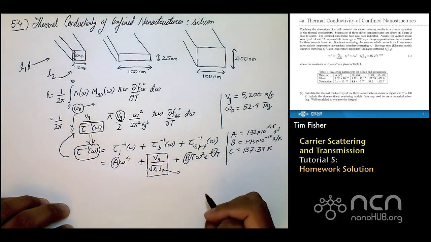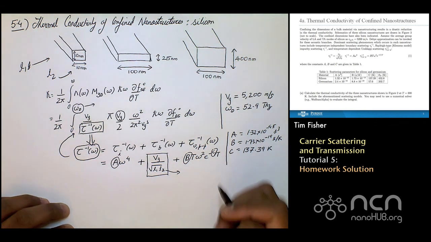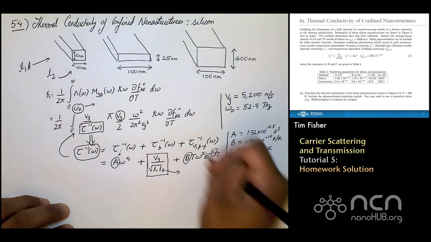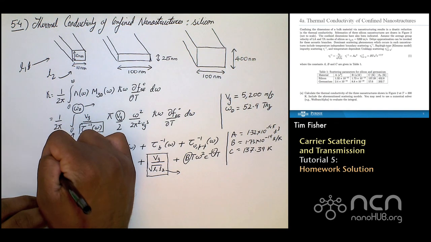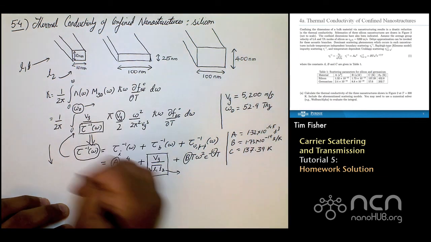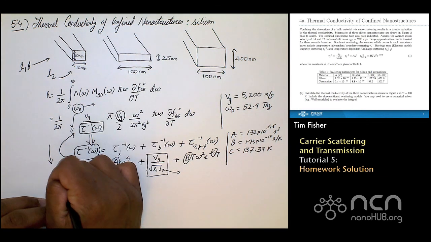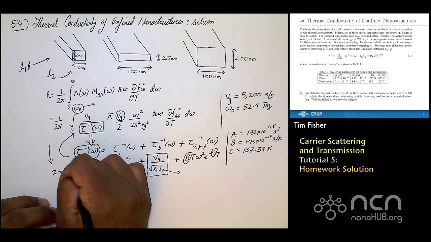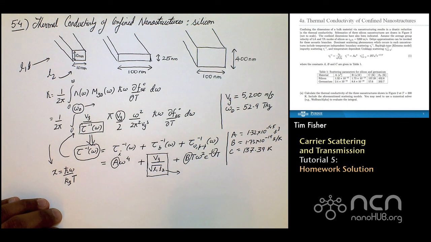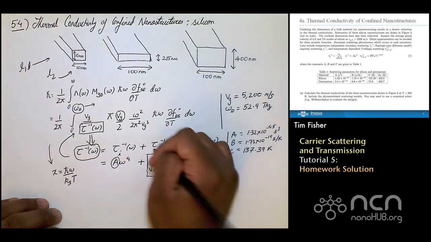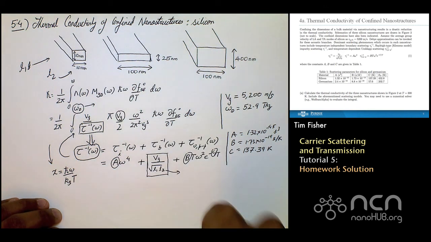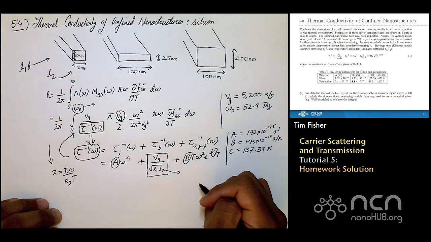Now, this integral has been solved in the first and the second homework problem. It is not a very direct integral to solve, and the numerical integration is made easy by the following substitution: x equals h bar omega upon kB T. For further mathematical intricacies involved with this substitution, I refer you back to the first and the second homework solution.